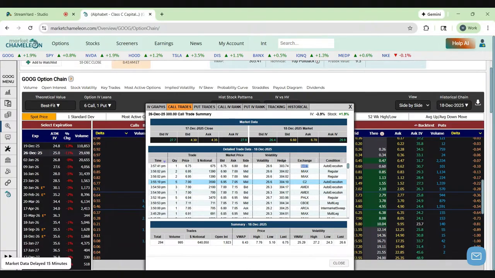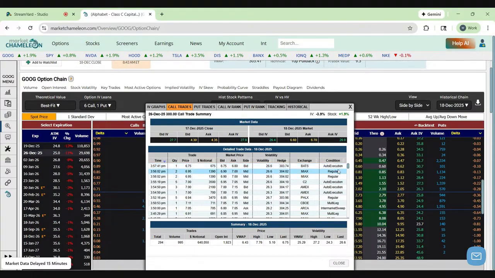And that could become important too if you're looking for where there's liquidity or lots of trading going on, maybe a particular exchange, maybe there's limit orders on particular exchanges. So we also have the exchange. And also, how did it trade? What was the condition? This was an auto execution.